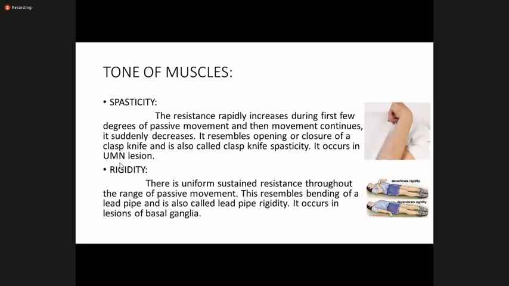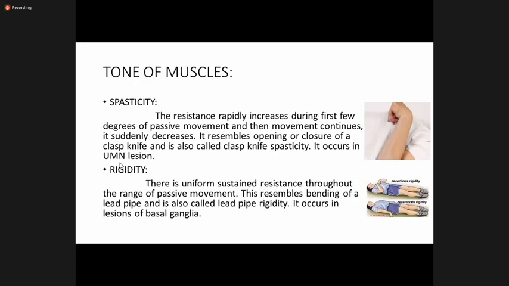In spasticity, resistance rapidly increases in the first few degrees of passive movement, and then as the movement continues, it suddenly decreases. It resembles the opening or closure of a clasp knife, and it is also called clasp knife spasticity, and it is a sign of upper motor neuron lesions. So first resistance increases, then it suddenly decreases.